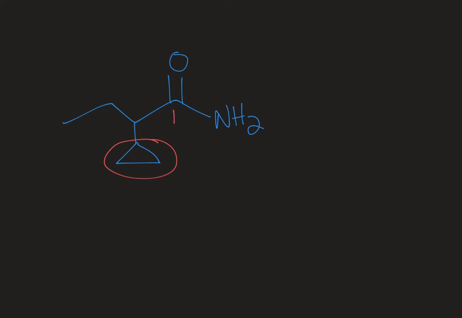So I have 1, 2, 3, 4 carbons in my longest chain. So this is going to be a butanamide. And in this case, I've got a cyclopropyl at the 2 position. So I would say 2-cyclopropyl. So because it's cyclic, I need to have that cyclo prefix on there. And then I can say butanamide.